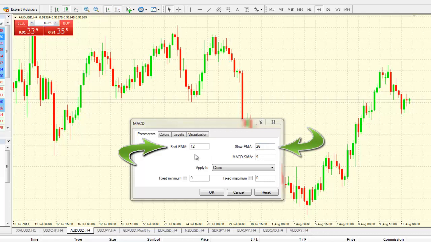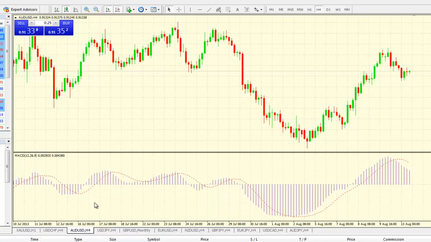As you can see, the fast EMA is a shorter period EMA, which is 12 over here, and the slow EMA is a 26 period moving average. Having selected these parameters, click OK. You can see that the MACD indicator has been applied at the bottom of the chart. The dotted line is the MACD indicator. As you can see, it is moving above or below the zero baseline.